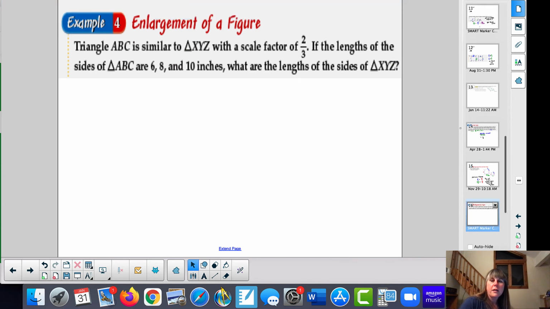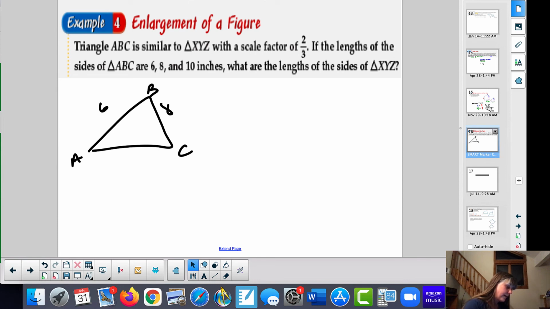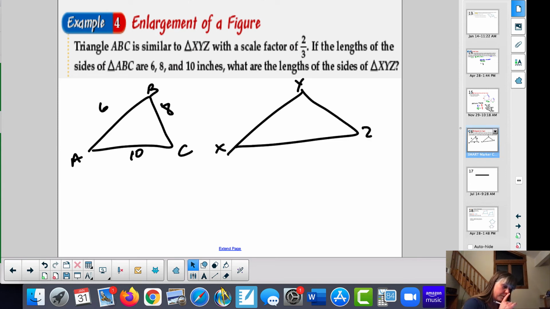All right, and finally we have this problem where it asks us to find the lengths of each of those, and we know the scale factor is 2 to 3. So if I were to draw a picture of this, I have ABC. I have 6, 8, and 10. And then I have XYZ, and I don't know what those are, but I know the scale factor.